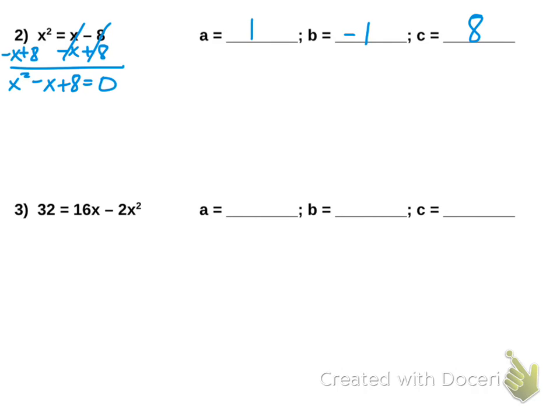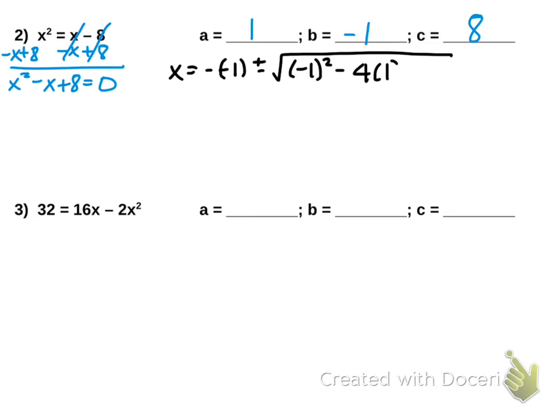I will tell you, anytime you have the same sign for A and C, just be careful. That's all I'm going to say. Be prepared for something to get kind of funky. That's not always. I'm just saying to be prepared for that. So for my quadratic formula, I have negative 1 plus or minus the square root of negative 1 squared minus 4 times 1 times 8 divided by 2 times 1.